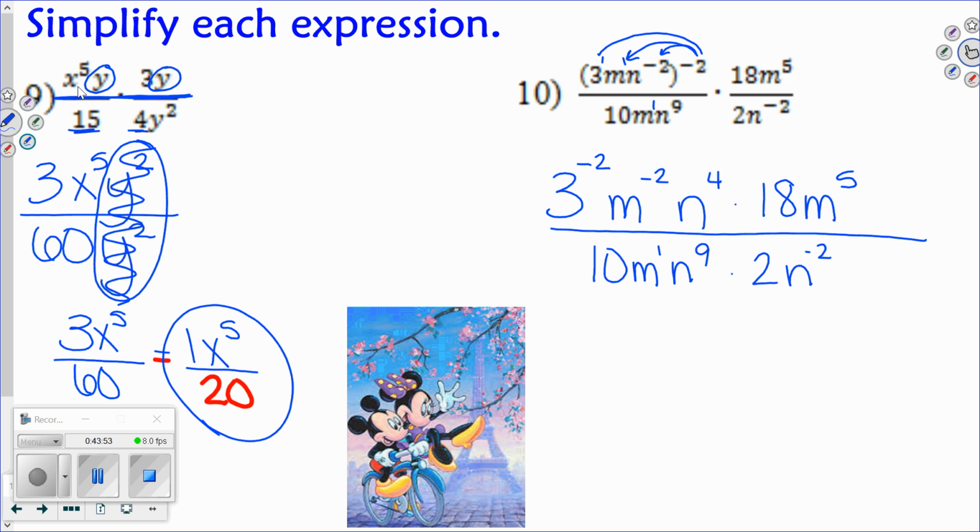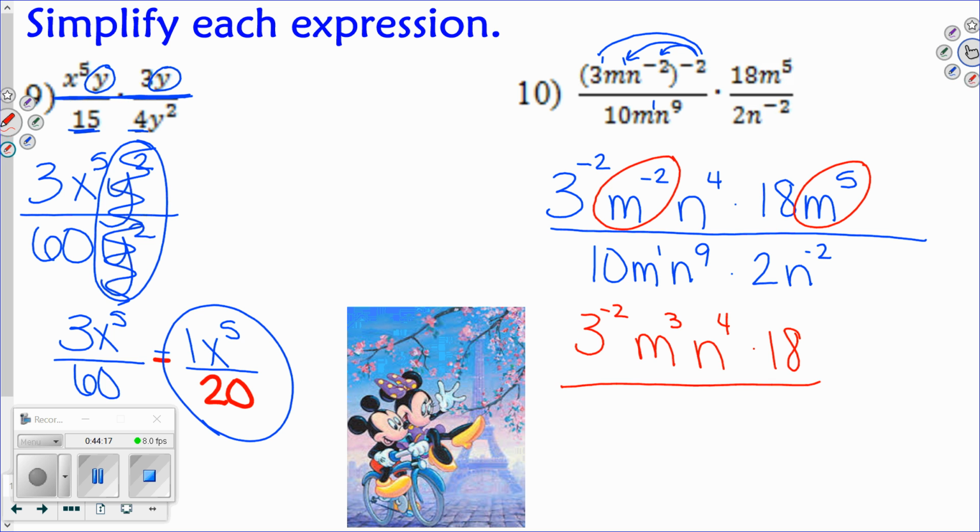Is there any like terms that go together? I have m's. So let's put our m's together up here. So I have a 3 to the negative 2. My m's, when I put them together, will give me m to the 3rd. Good. But you add their exponents. I have an n to the 4th, and that weird 18 just kind of hanging on to the end. Can I put the 18 and the 3 together right now?